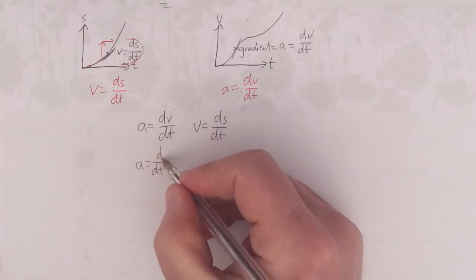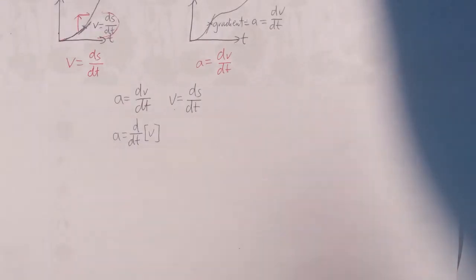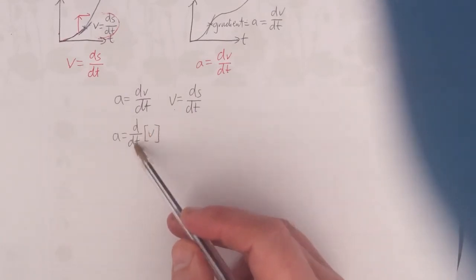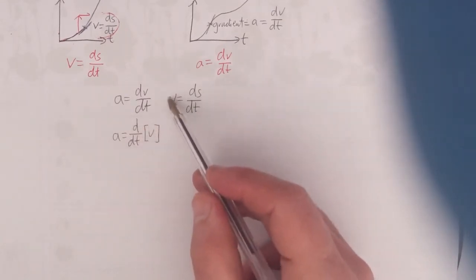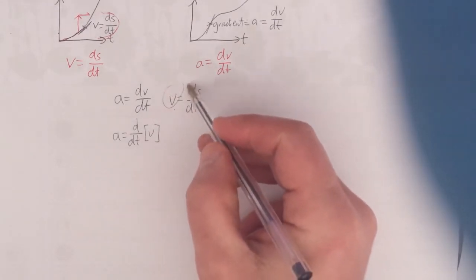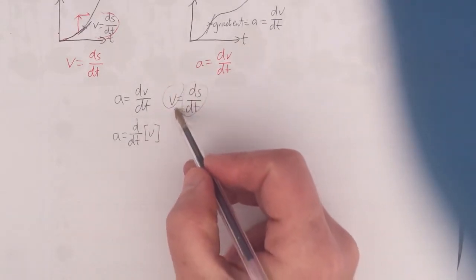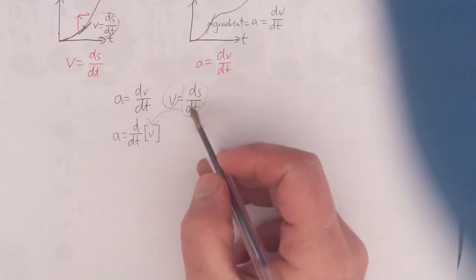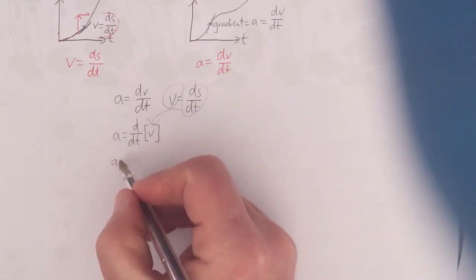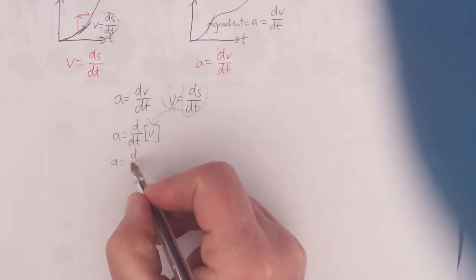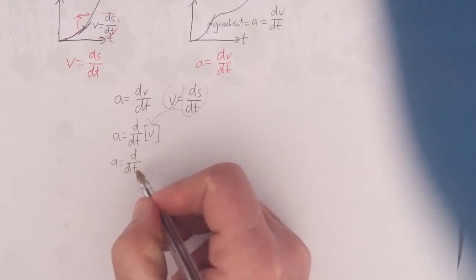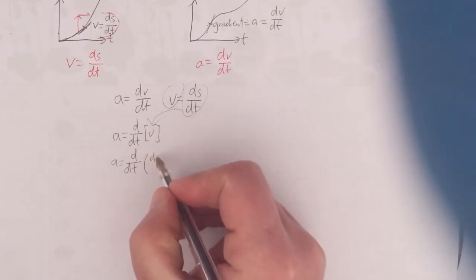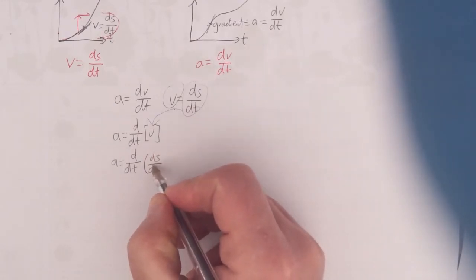This is basically the differential with respect to time of the velocity here. Now remember that if the velocity up here is ds by dt, we can put that ds by dt into here instead of v, because that's basically the same thing. So what we can do is write this as a equals the differential with respect to time of velocity, which is the differential of s with respect to time.